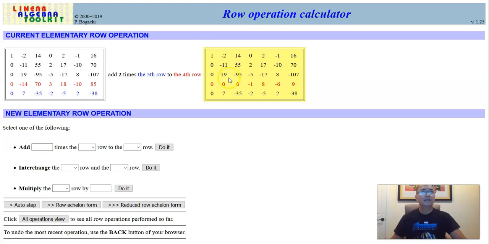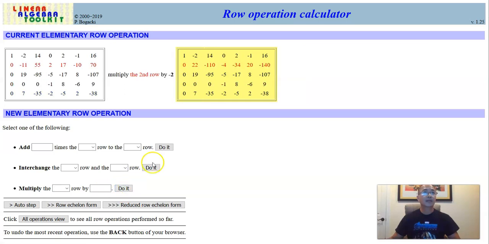Here's -11 and 7. So what if we doubled it to get 22, positive 22, and then we subtract 3 times 7? Okay, so let's multiply the 2nd row by -2, and we get 22, and now add -3 times the 5th row to the 2nd row.